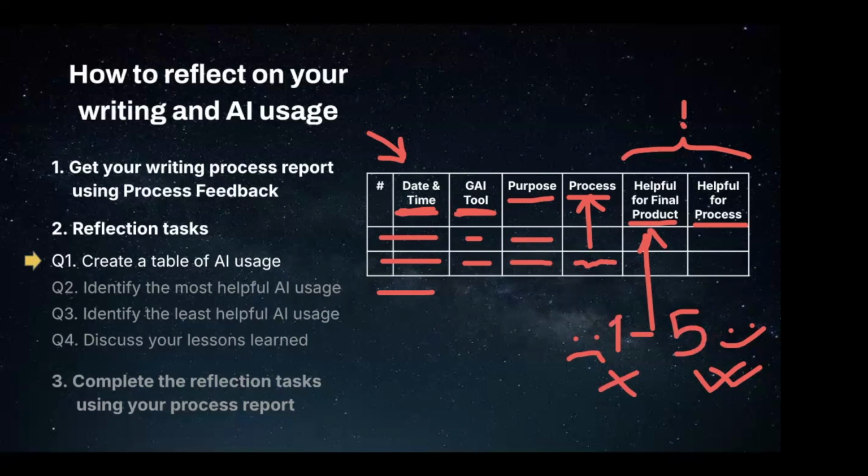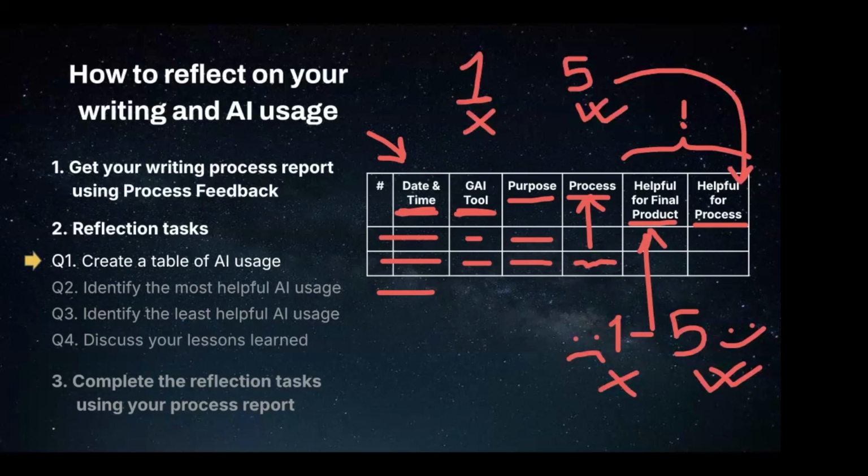Now the final column measures how helpful AI was for your overall writing process. If AI made your writing process smoother, faster, or more insightful, give it a 5. If AI was not helpful or even slowed you down in your writing process, assign it a very low score, like a 1. Now, once you have listed all the instances of AI uses, your table is complete. This task can take a lot of time, I know, but it lays out the data you need to complete the next three tasks. Now let's move on to the next task.